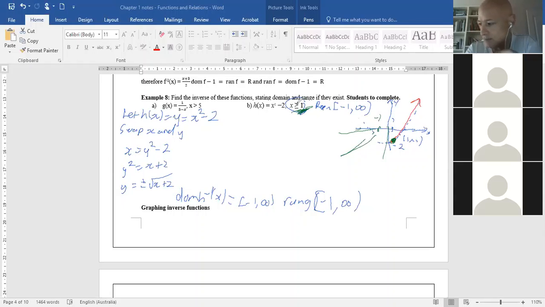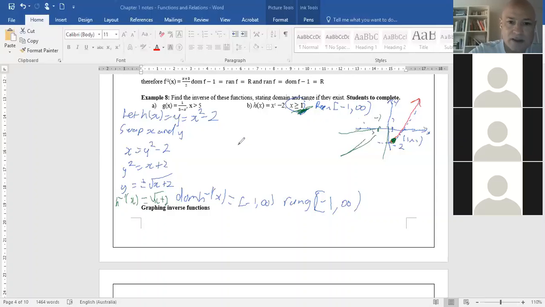Okay, thank you. All right, so doing all this, finishing it off, where's my drawing? I know I haven't changed it there, but that should be h to the -1 of x equals the square root of x plus 2. Oh, I thought I went to blue.